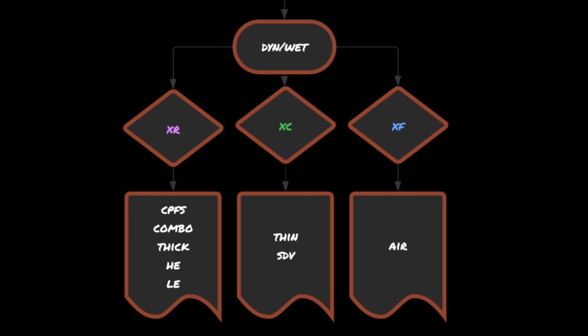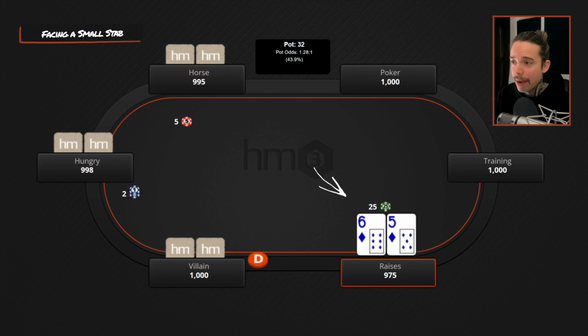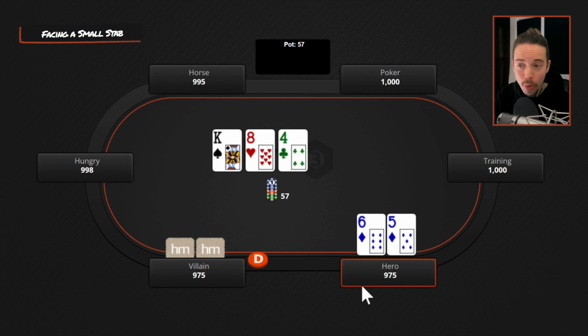All right, so this is how to play facing a stab when the board is dynamic and wet, but what about if the board is static and dry? This time we're going to open with 6-5 of diamonds in the cutoff, button is going to call, flop comes king 8-4, and we're going to go to our initial chart here for our flop decision.